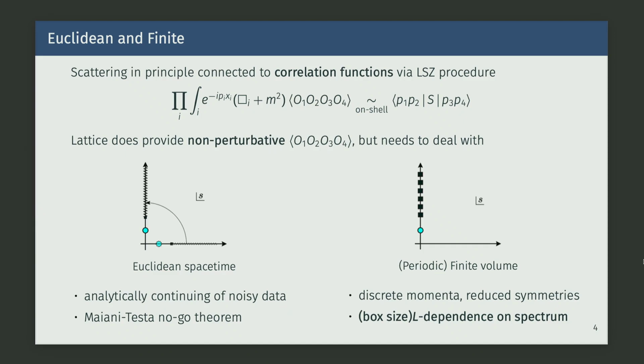And there are also other approaches, like taking large time limits of correlation functions, that also impose a limit on what you can extract from scattering, given lattice correlators. The other thing that is very important in lattice observables is that we are usually interested in periodic, finite volume space. Here we're going to concentrate on that. This imposes some reduced symmetries on the theory, and a discrete spectrum also. But the most important thing is that the dependence on the box size L is what is going to indirectly tell us something about resonances and scattering in general.